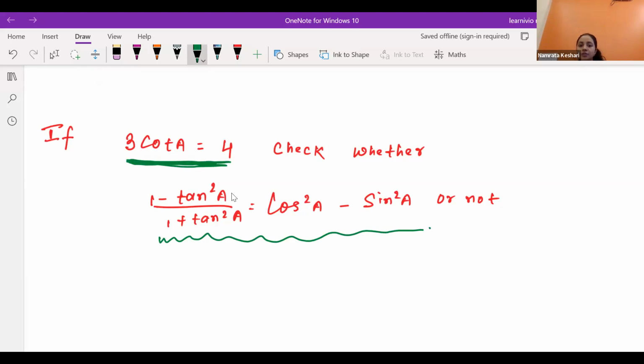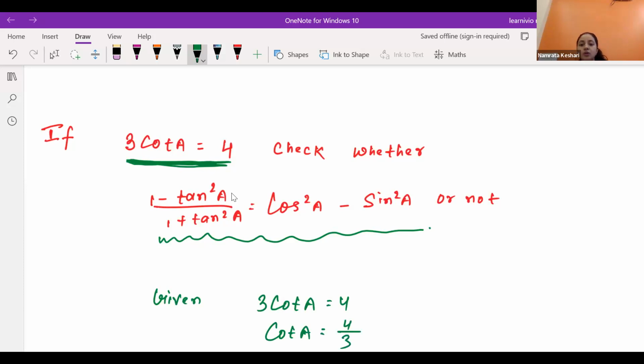What to do over here? Cot A is equal to 4 by 3. From here we can say that it is given over here that 3 cot A is equals to 4. Then we can say that cot A is equals to nothing but 4 by 3.